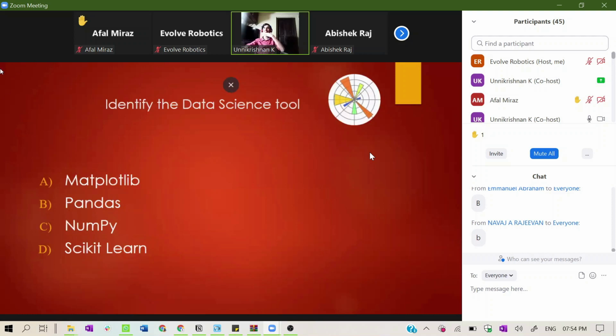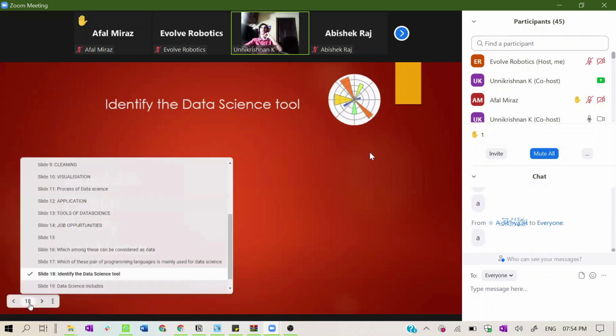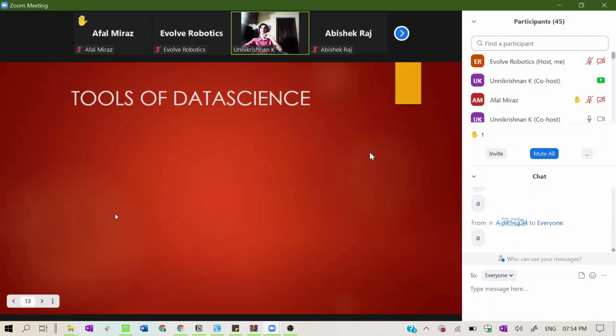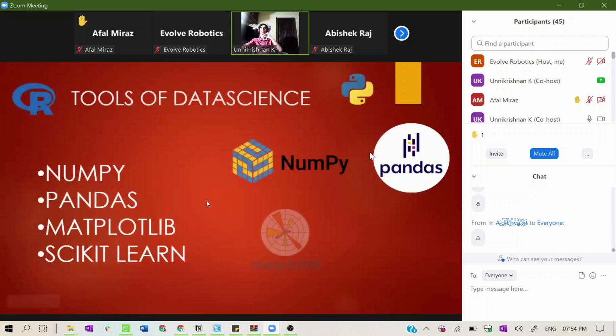Identify the data science tool. Remember, I told you to make note of the logo of that data science tool. So let's see. I see A, I see C. Anyone? Any other options to suggest? Someone says C. Okay, so the majority are saying A. So let us look at the tools of data science. You see, Matplotlib is the correct answer.